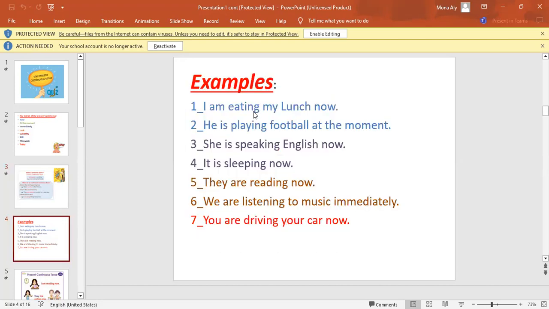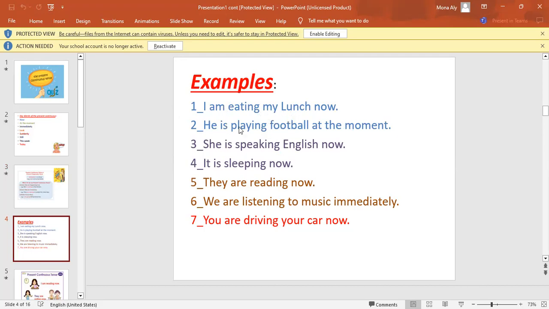Let's read the other examples. I'm eating my lunch now. By the way, the keywords, I can put them at the beginning of the sentence or at the end of the sentence or in the middle of the sentence. I mean, we can say, I'm eating my lunch now, or now I'm eating my lunch, or I'm now eating my lunch. So the keyword, it's okay to put it anywhere for the present simple.